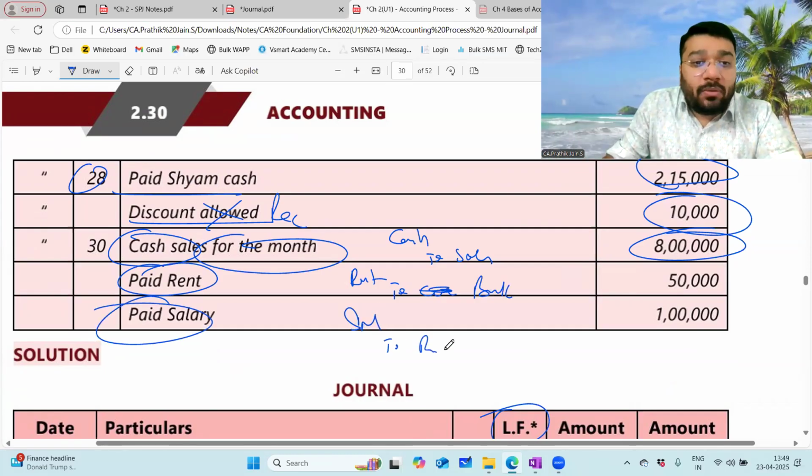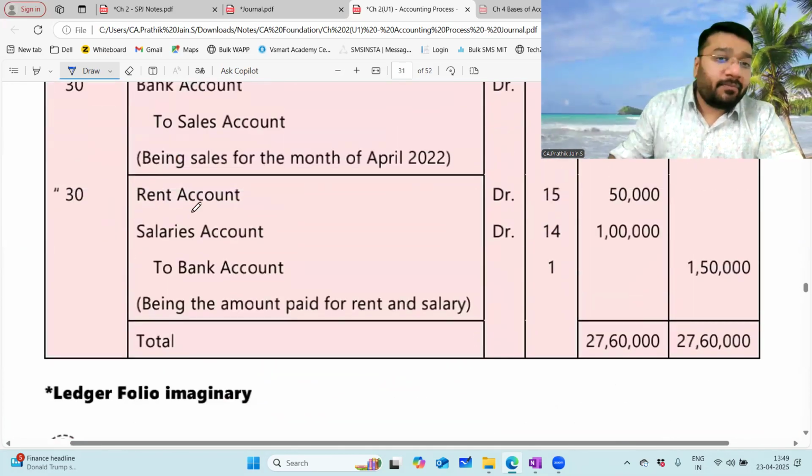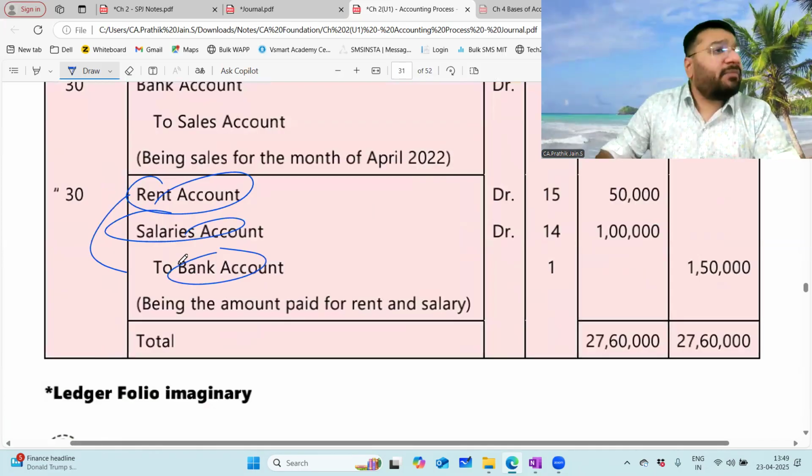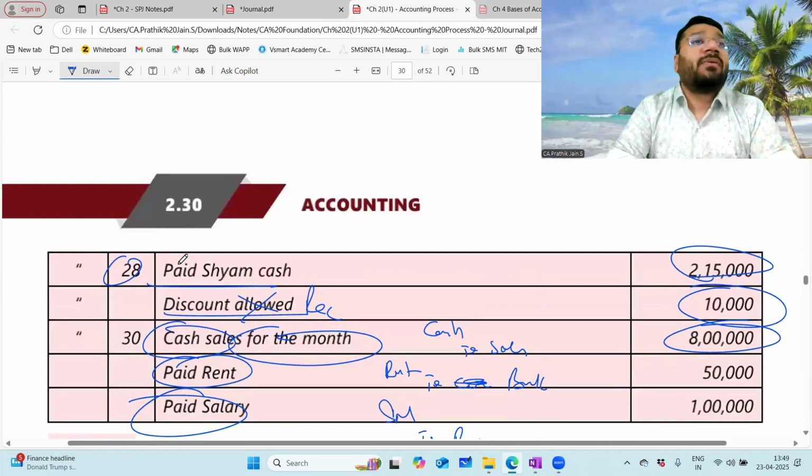Salary to bank. Salary to bank. Now what have they done? Rent, salary to bank. They've combined it. We can also combine it to save time. Nothing wrong. So this question you can take as homework.